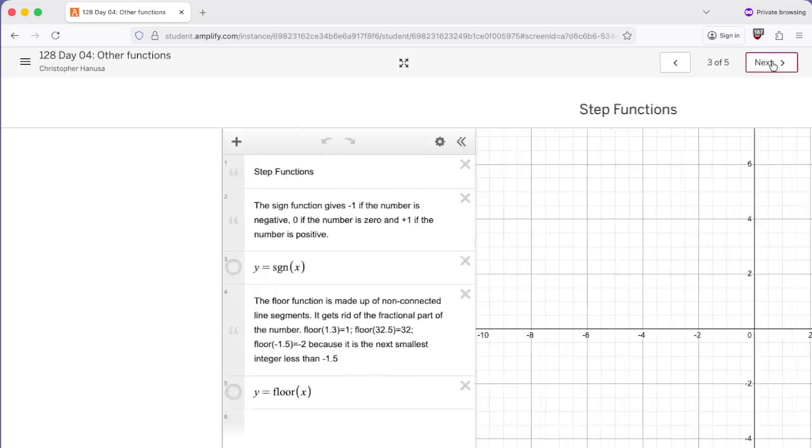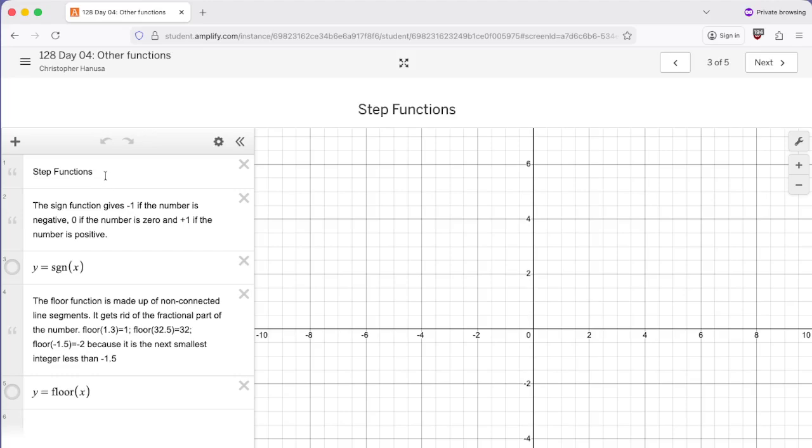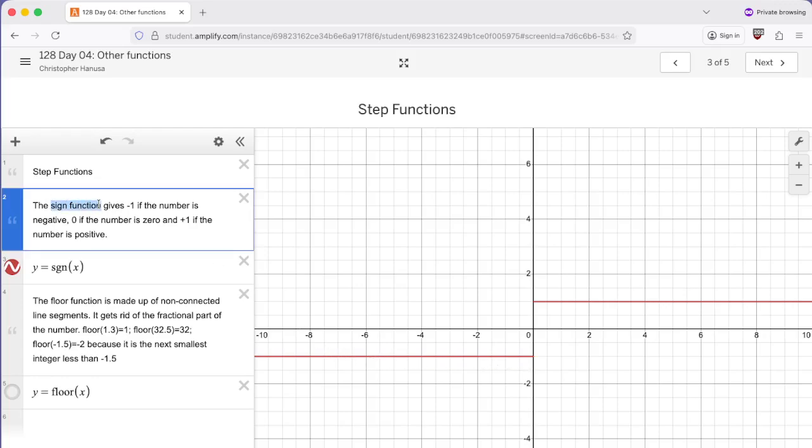All right, let's go to the next one. Step functions. These functions are different from all the other ones that we've had because they have these jumps. You see here, this is called the sign function, not to be confused with the sine function on the previous page. That's very confusing, but this one is the SIGN function. It's -1 if the number is negative, and +1 if the number is positive. So this function gives you one jump up from -1 up to +1.